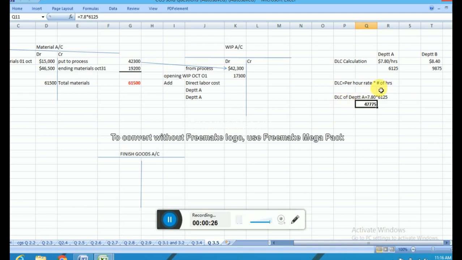Department A labor cost per hour is 7.80 and total number of hours are 6,125. So 6,125 hours multiplied by the per hour rate, that is 7.80, which is equal to 47,775.